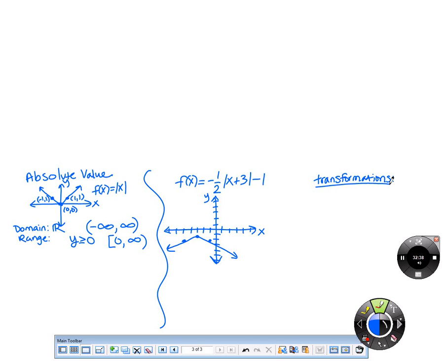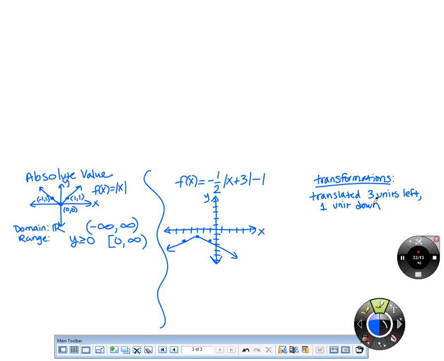So we already said 2 of them. We said the translations, okay? We said that our graph was translated 3 units left and 1 unit down. What other transformations would be required to list here? CJ?